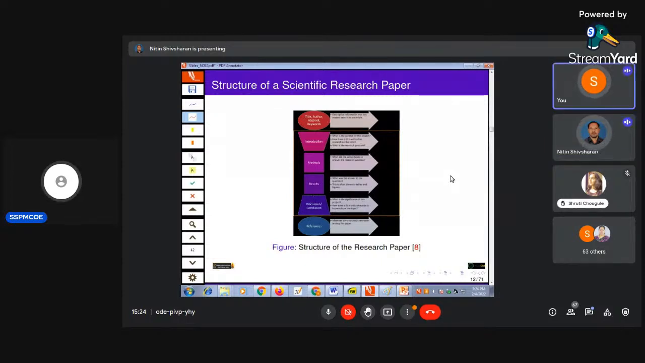So first is the title, author, abstract, and keywords. This would be the first part of our paper. Then we need to write about the introduction, then method section, result section, and discussion and conclusion. So these are the major parts of your research paper.